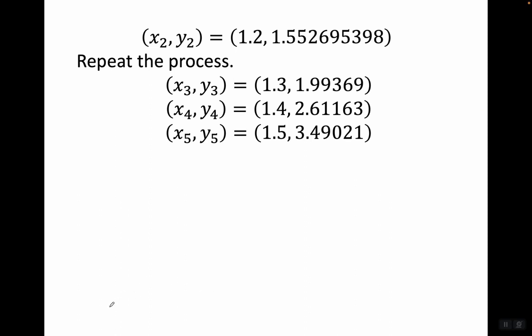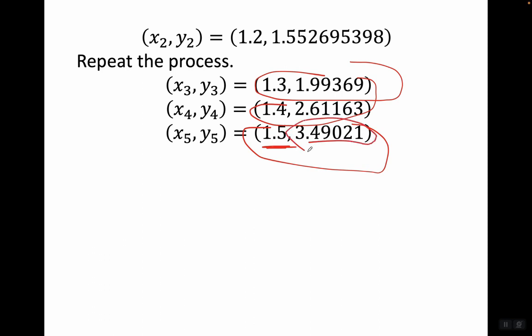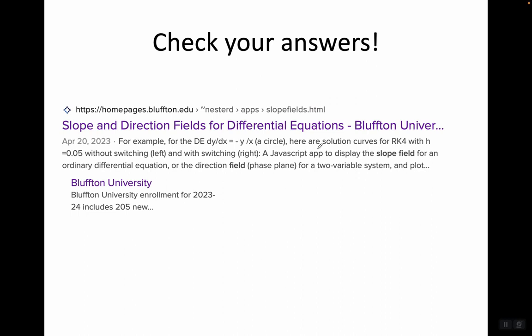So we would just repeat the process in the same way. We'd use x2, y2 to find x3, y3. We'd use that to find x4, y4, and then we'd use that to find x5, y5. So notice, we're done. So this is x sub 5, that's 1.5. That's what we wanted to estimate. We wanted y of 1.5. So this, my friends, is an estimate of y of 1.5.